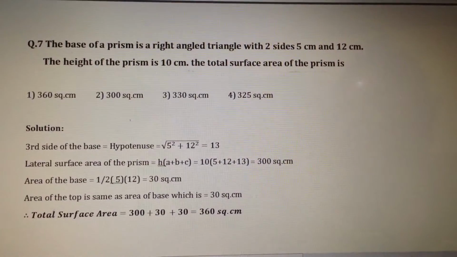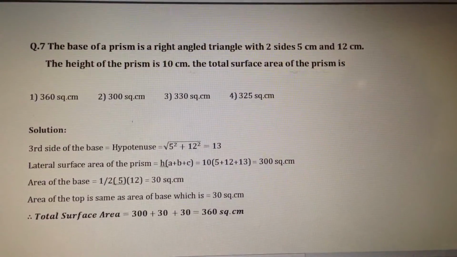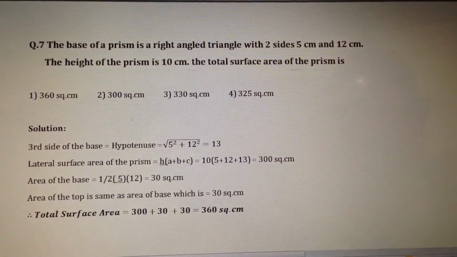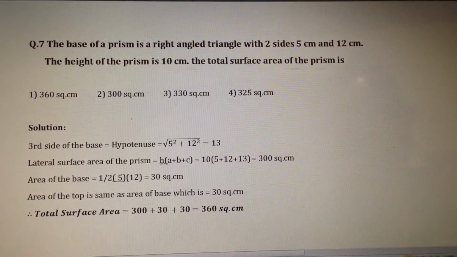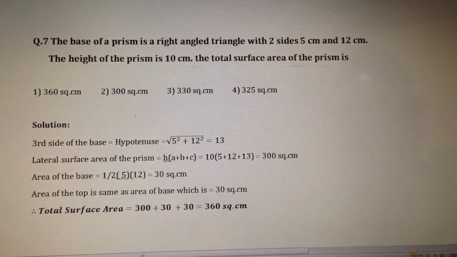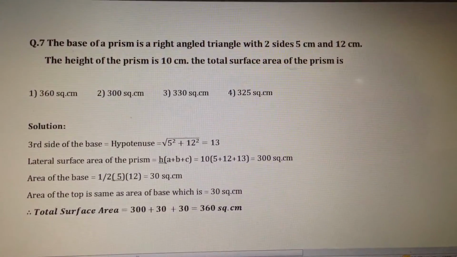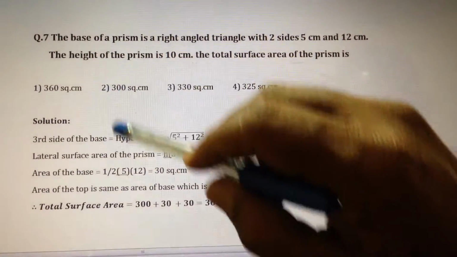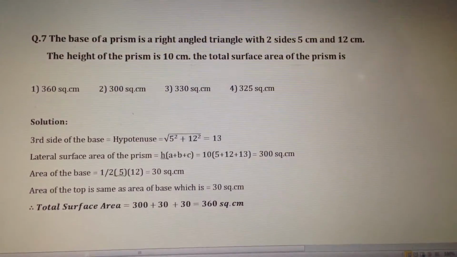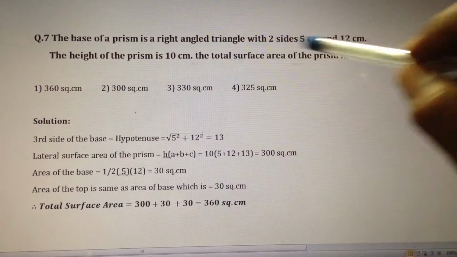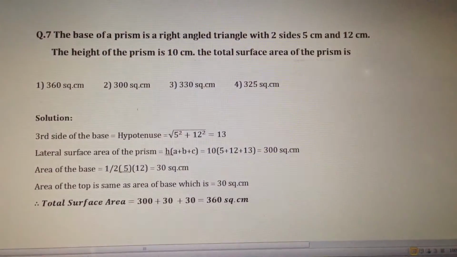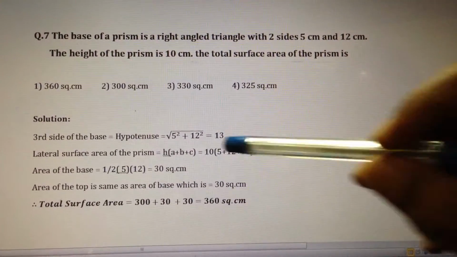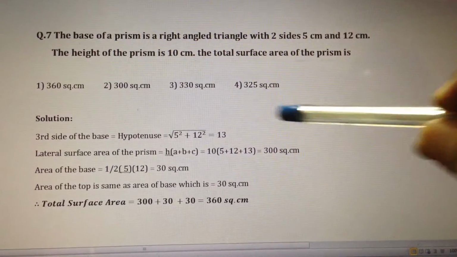Next question. The base of a prism is a right angle triangle with two sides 5 centimeters and 12 centimeters. The height of the prism is 10 centimeters. Find out the surface area of the prism. It is given in the problem that the base of the prism is a right angle triangle, and also given two sides of the triangle. So we have to find out the third side. This third side we can find out by the Pythagoras theorem.